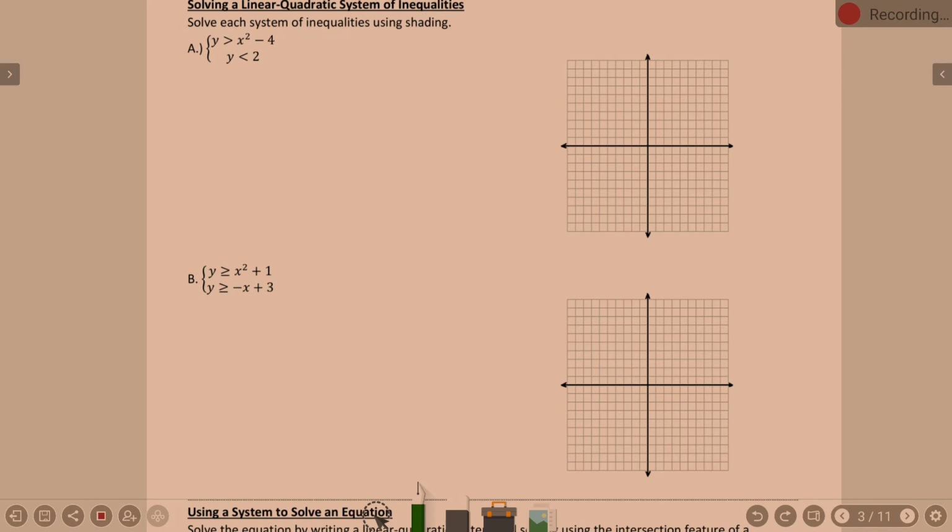What's going to be different on the back? There's inequalities. Inequalities means we're going to be shading, yes? When we talk about shading, we're looking for where the shading overlaps. So we want to know where that shading overlaps. And that's what we're going to be graphing here.